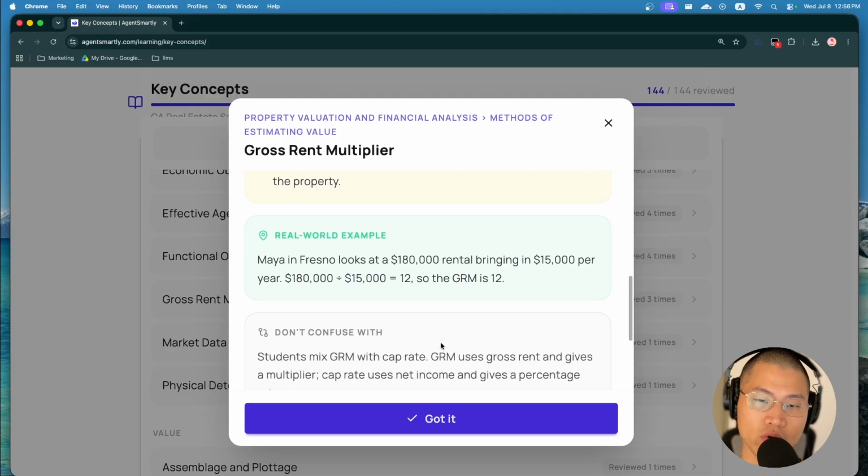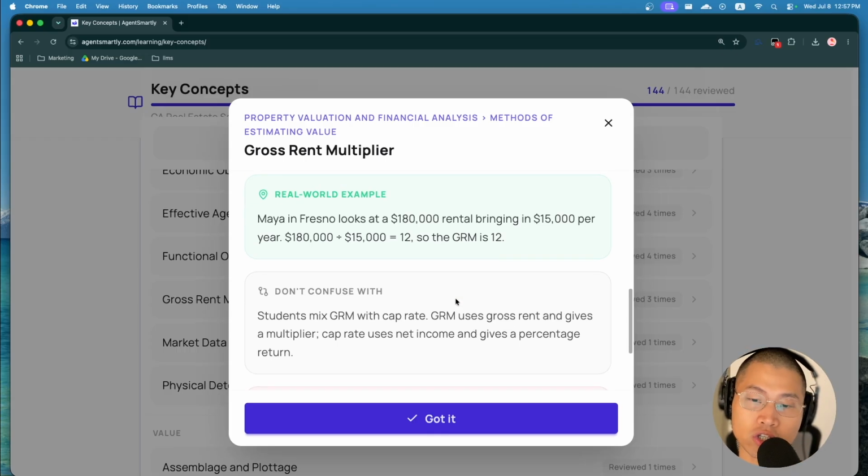Here is a real world example. Maya in Fresno looks at a 180K rental that brings in 15K per year. So we use this price, 180K, divided by the annual rent, which is 15K, equals 12, which means you need 12 years of rent to purchase this price. So it's not bad.